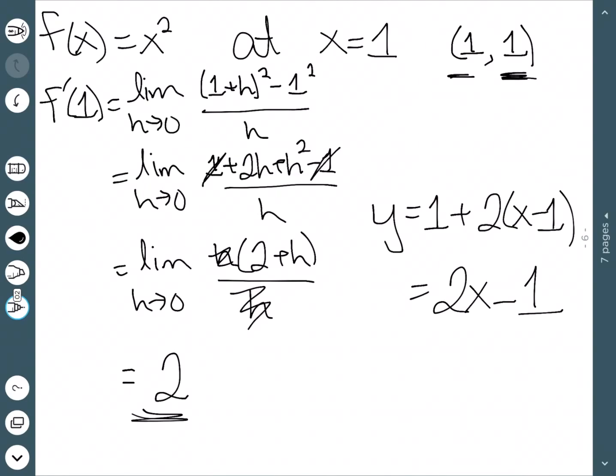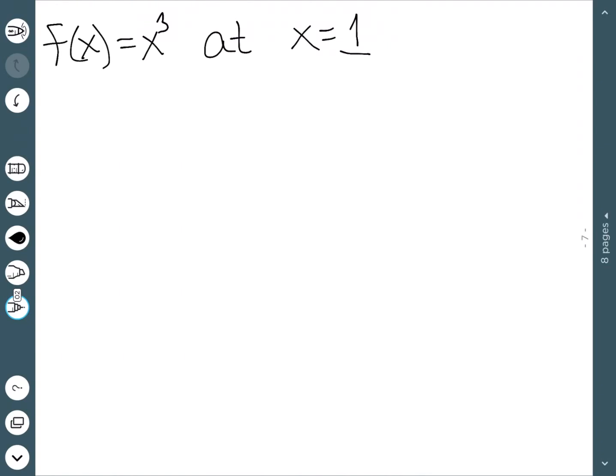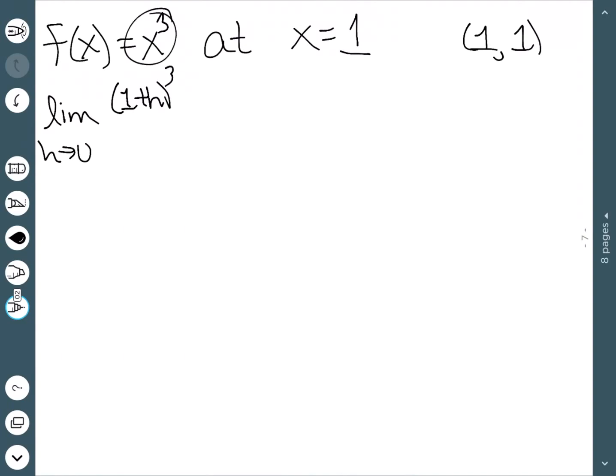Let's look at one more example. This time I'm going to do x cubed at x equal to 1. I know that x cubed is 1, but this time let's think about what our derivative is. We need x plus h, so 1 plus h. This time we're cubing, minus 1 cubed, all over h.